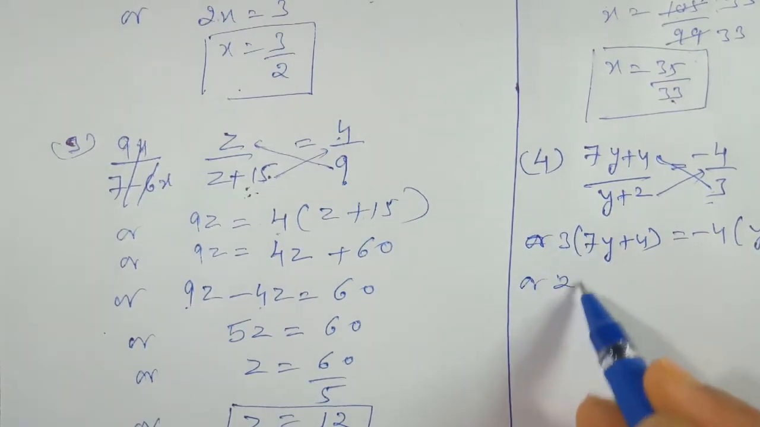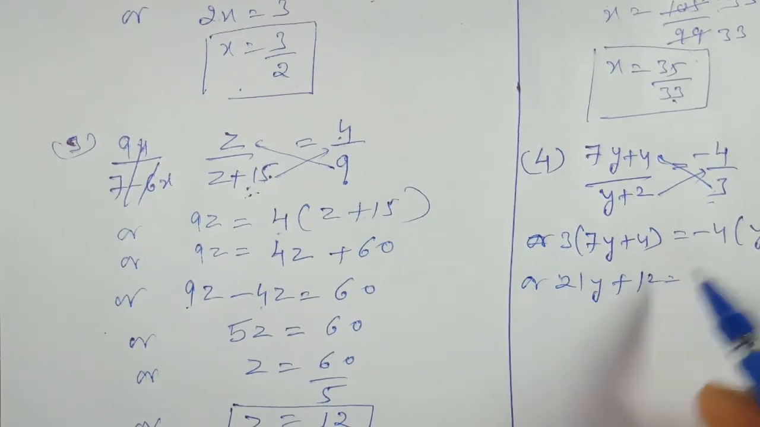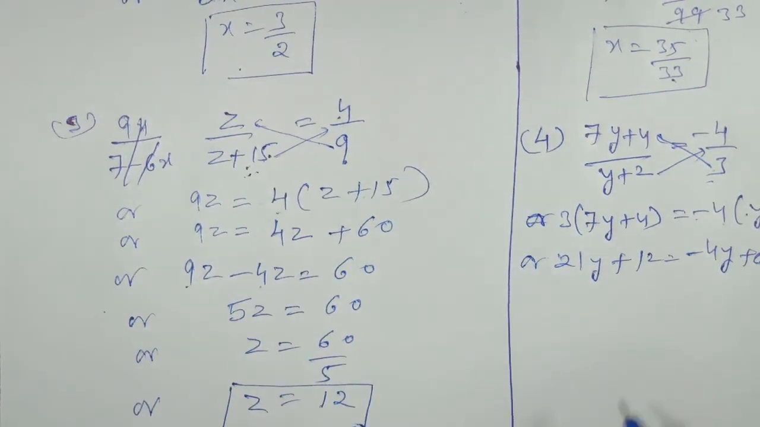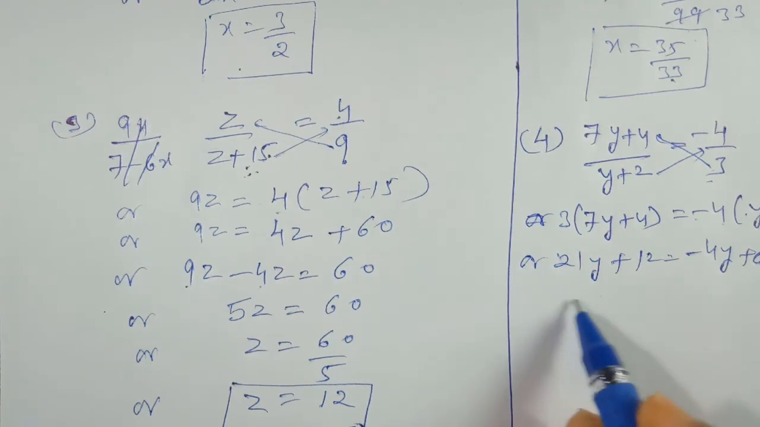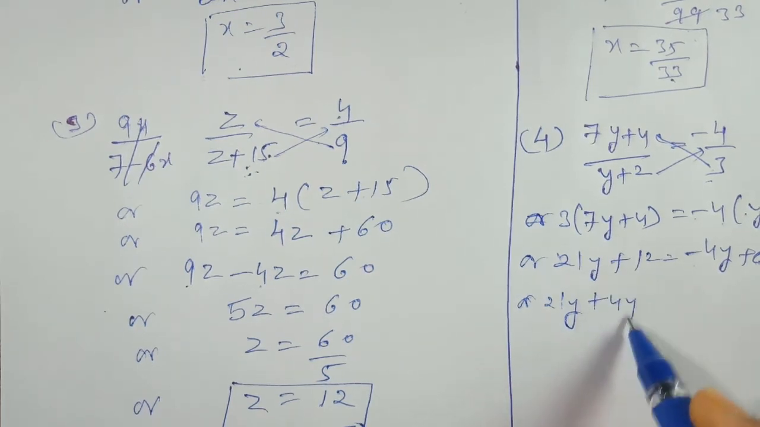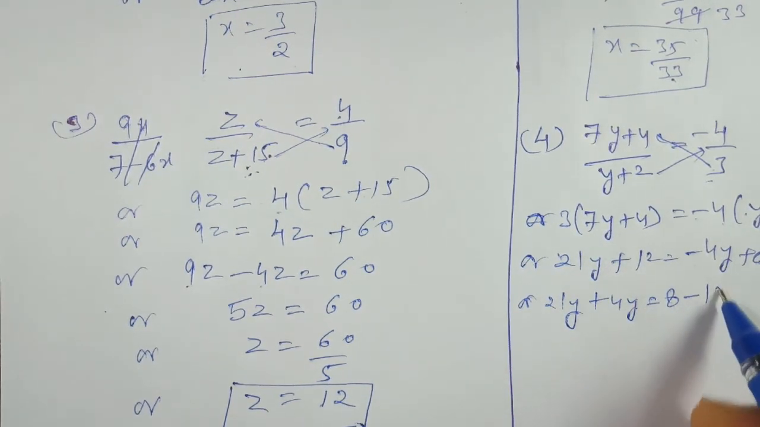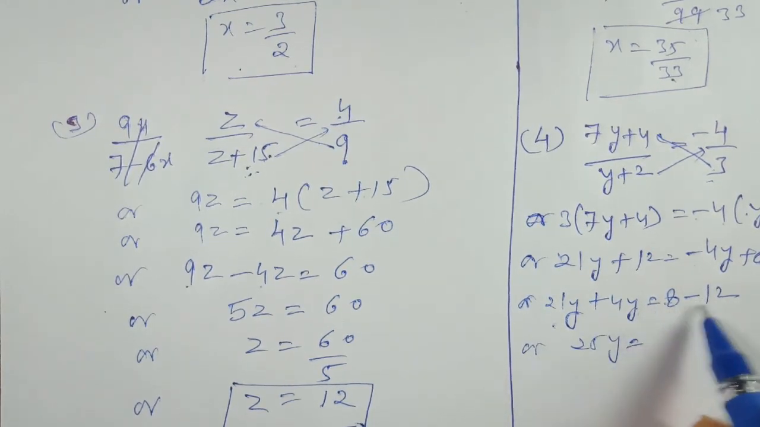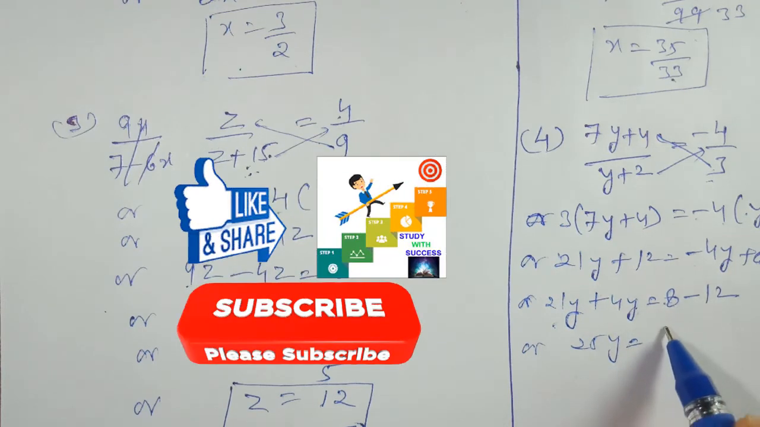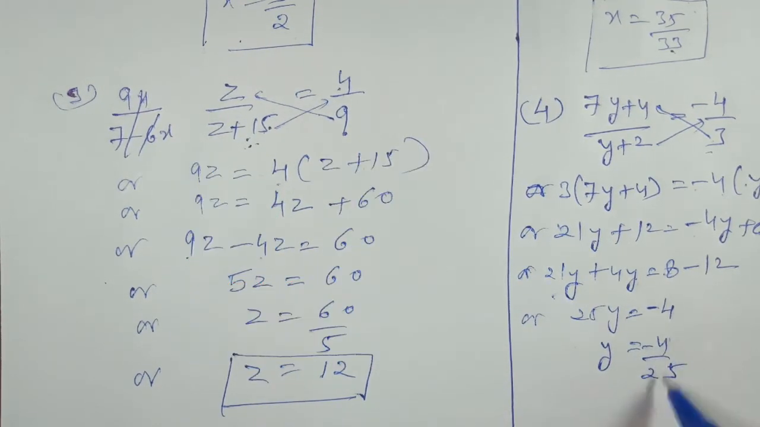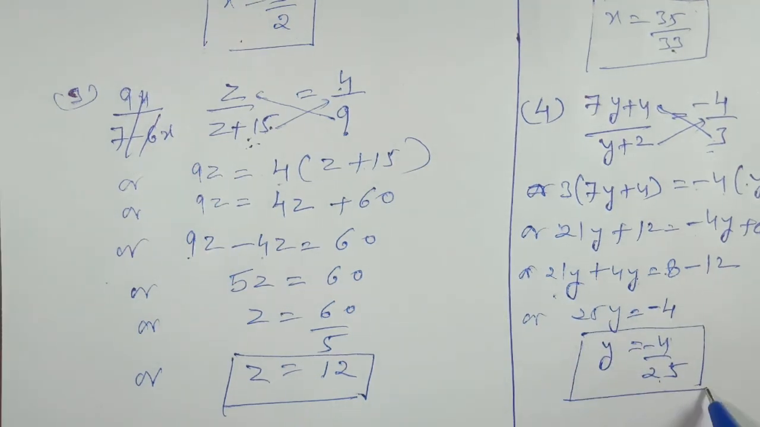Open the brackets. 3 times 7y is 21y, plus 3 times 4 is 12, equal to minus 4y, minus 4 times 2 is minus 8. Now, taking the y term on one side, we get 21y, and minus 4y will change into plus 4y; plus 12 will move to minus 12. Adding both, we get 25y equal to minus 8 minus 12. Now 12 minus 8 gives 4, and the bigger number is negative, so y equals minus 4 by 25. We find no cancellation between numerator and denominator, so this is the answer.